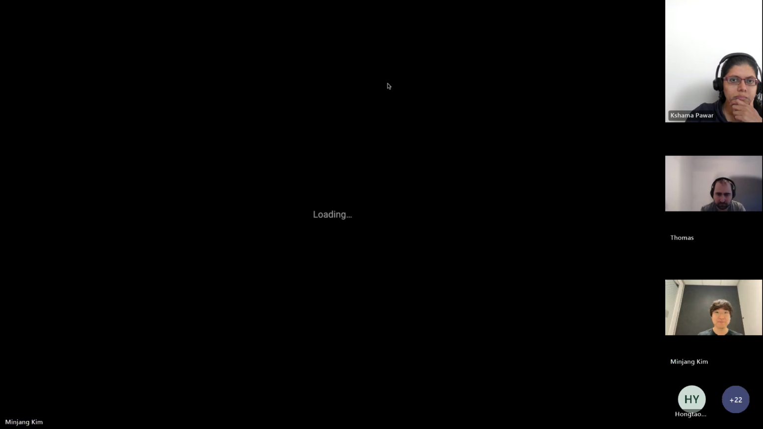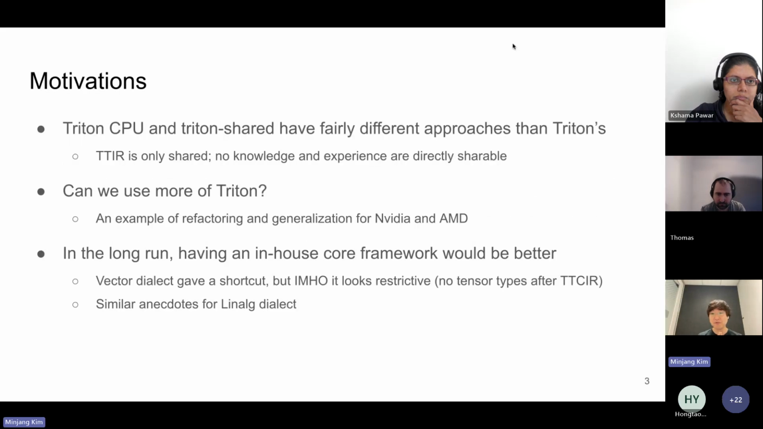Okay, so the motivation was that I was working on Triton CPU, and also when it comes to Triton shared, they do have different approaches to Triton, right? Triton CPU is using the vector dialect, Triton shared is using the Linalg dialect. So only TTIR is shared with the original Triton. One of the downsides for me was that the knowledge and experience were not shareable between those two domains. So I was already thinking whether we can use more of Triton.